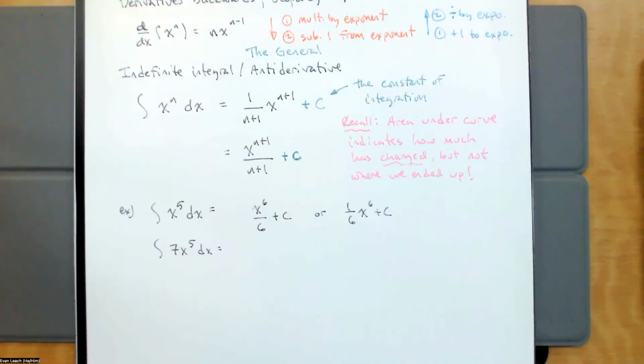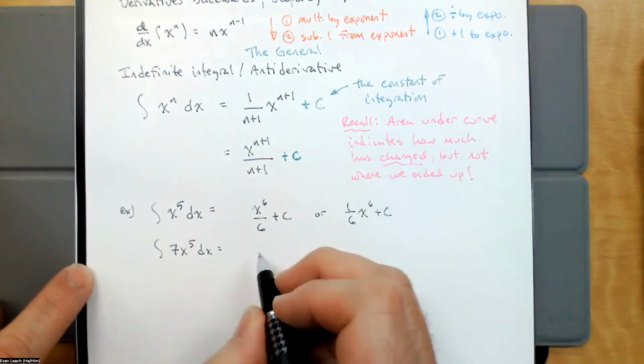This is a little bit unfair. I didn't talk about properties of antiderivatives or properties of indefinite integrals. But that's okay, because this is just antiderivative, so the same rules apply. If I multiply by 7, just keep multiplying by 7. Constant factors just get carried along.